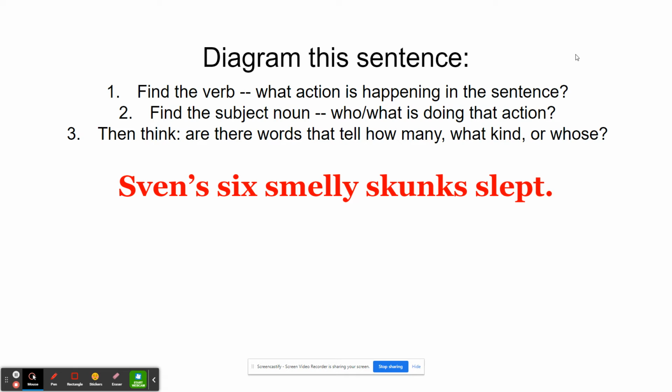I think we have only two left. Sven's 6 smelly skunks slept. It is alliteration. I was hoping someone would notice that. Thank you, Leah. Alliteration is when many words in a sentence start with the same sound. So think first of that core. What action is happening? And then who or what is doing that action?